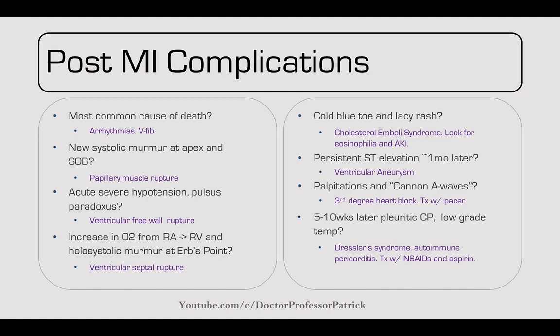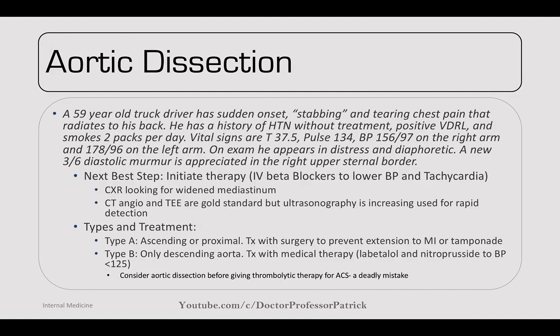So this is an autoimmune pericarditis, and this is because you released a ton of troponins into the bloodstream, and your immune system actually recognizes that as someone to attack. So we can treat this with NSAIDs and aspirin.